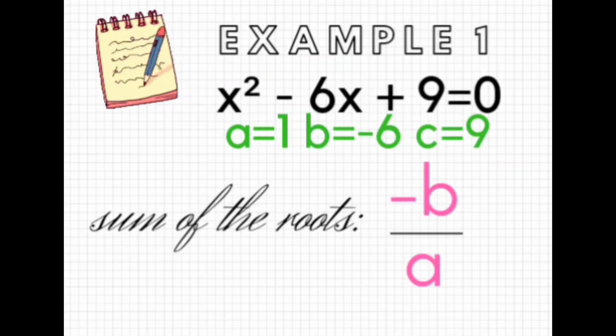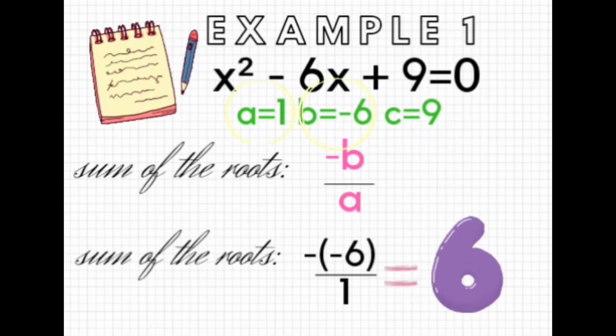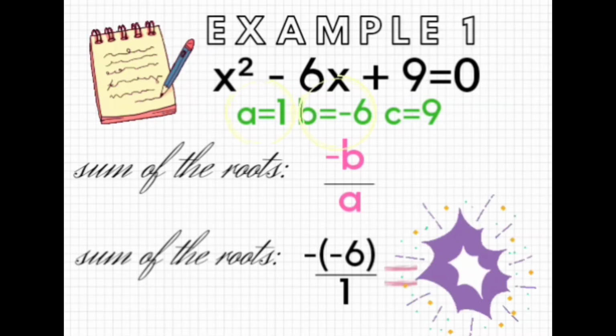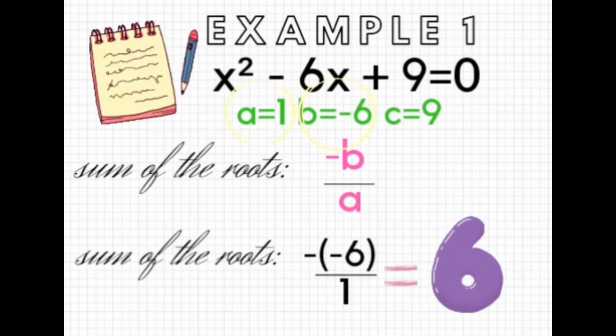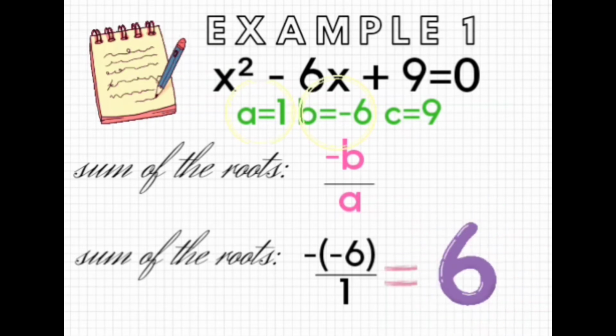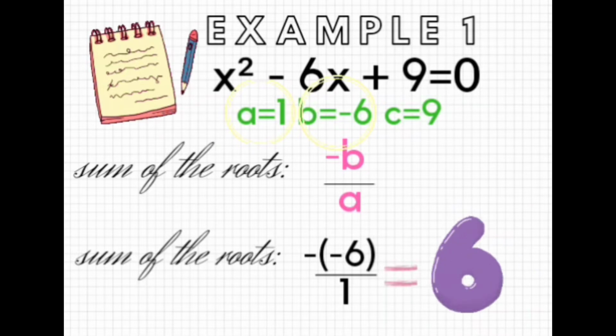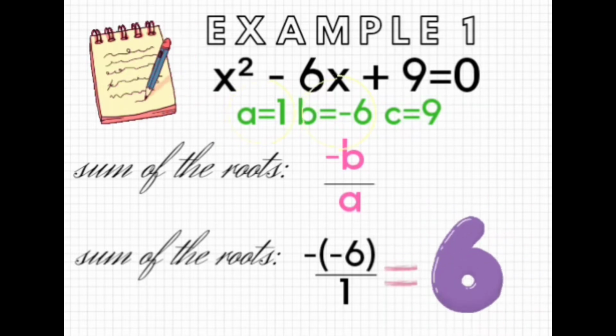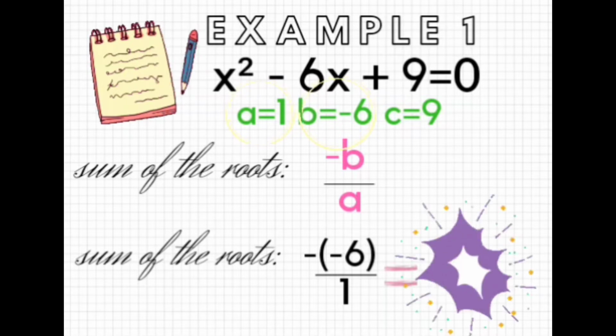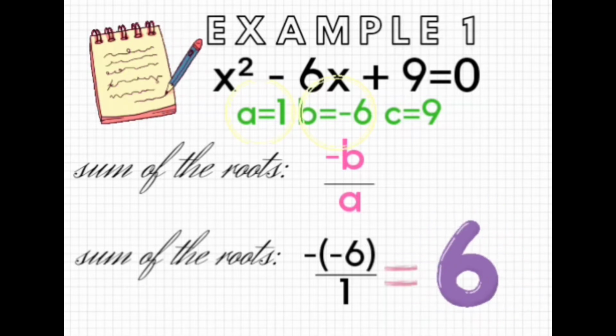After identifying the values of a, b, and c, use the formula for the sum of the roots, which is negative b over a. Then, substitute the values of b and a to the given formula. We will have negative times negative 6 over 1, which is equal to positive 6. Therefore, the sum of the roots of quadratic x squared minus 6x plus 9 equals 0 is equal to positive 6.